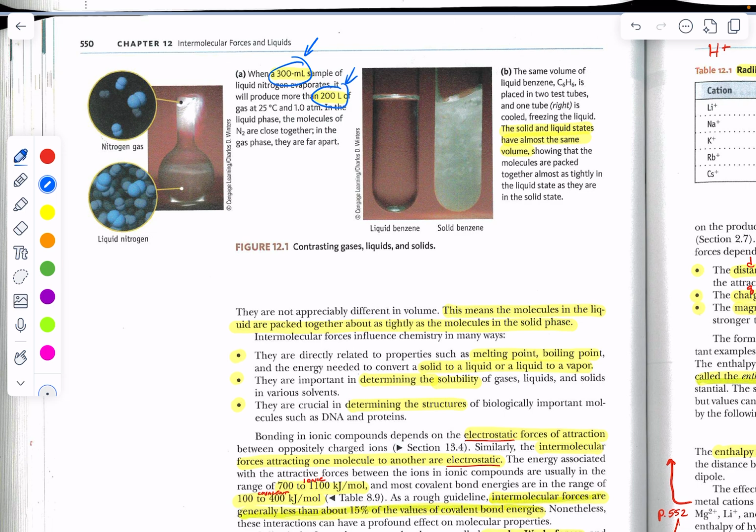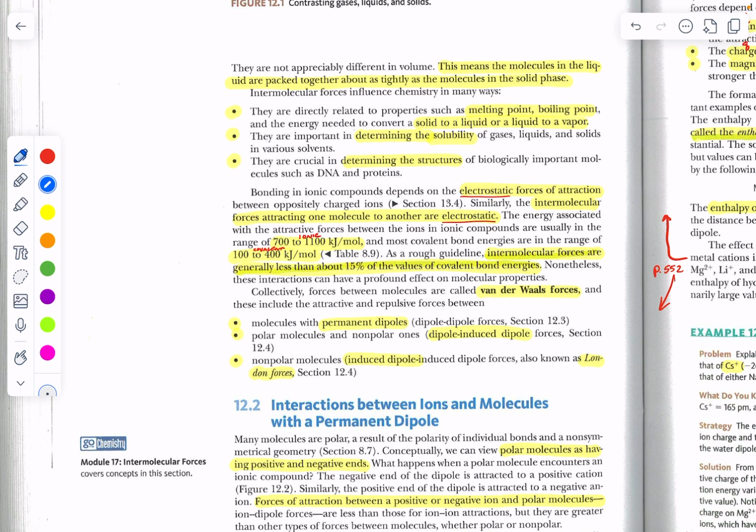Here's another example over here where we talk about benzene. We have liquid benzene, and then down here we have solid benzene. And you'll notice that the height in the container doesn't change much. There's not an awful lot of difference between the volume of a liquid and the volume of a solid. So, the molecules in a liquid are packed together about as tightly as the molecules in the solid phase. In the solid phase, of course, more likely than not, they would pack together in a geometrical pattern or array that we would call a crystalline structure, though not all solids are crystalline, some are amorphous. And that will be a topic for the next chapter.